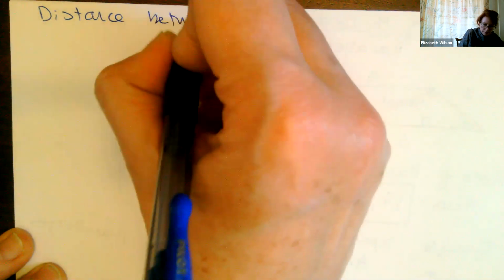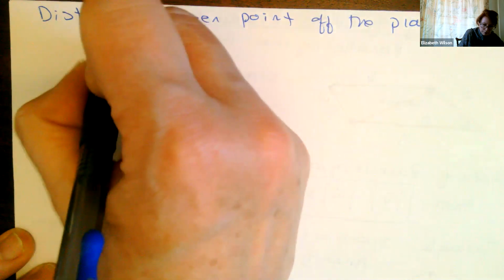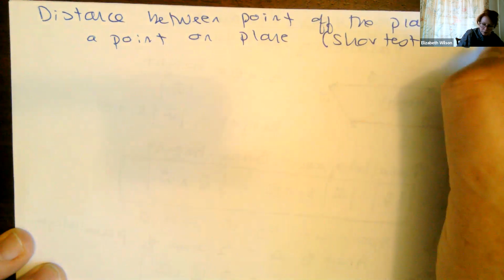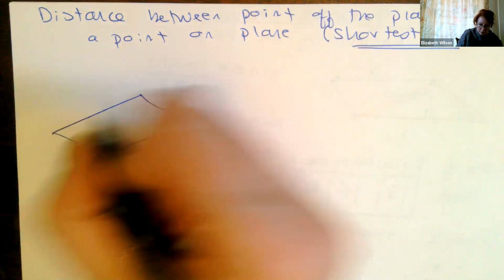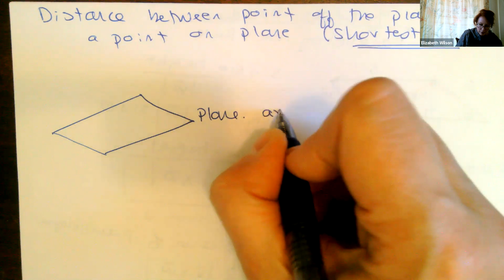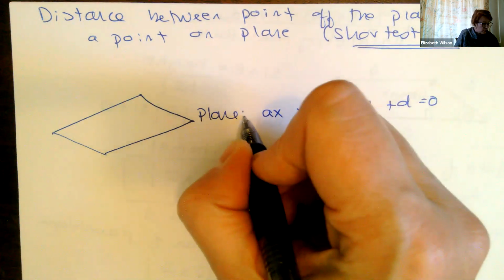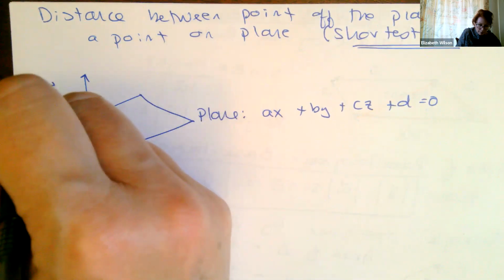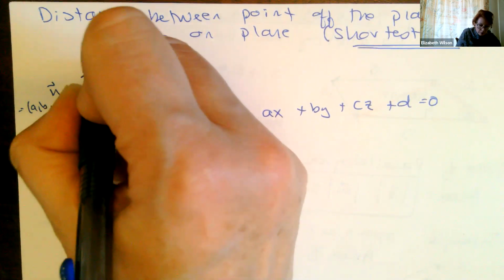So this is the distance between a point off the plane and a point on the plane. So we're looking at our shortest distance. Okay, and it goes like this. Let's say I have a point, I have a plane here. My plane I'll write out as ax plus by plus cz plus d equals 0. So I've got my implicit equation for my plane, my plane equation. And then I've got my normal vector, which is equal to a, b, c, my components of x, y, and z, my normal vector. And then I've got some kind of a point, x, y, and z.